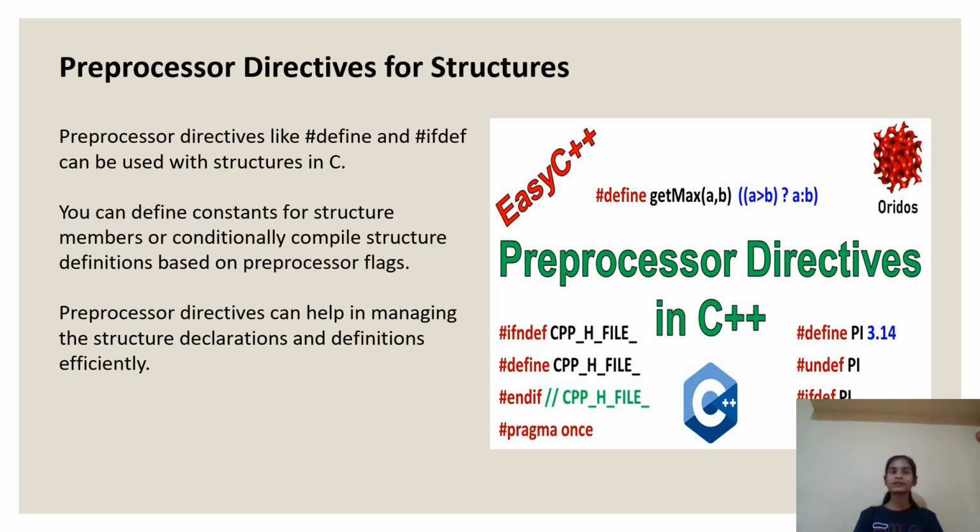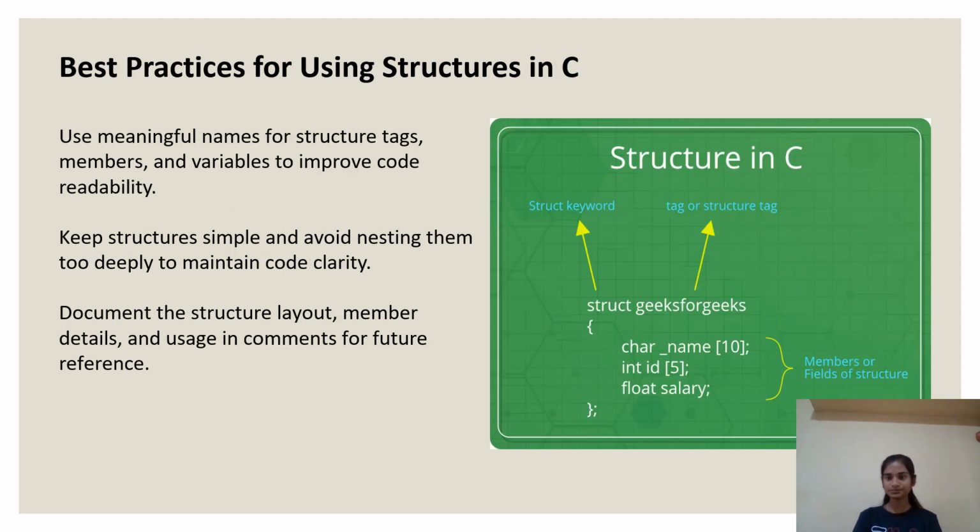Preprocessor directives for structures. Preprocessor directives like #define, #ifdef, and #ifndef can be used with structures in C. You can define a constant for structure members or conditionally compile a structure definition based on a preprocessor flag. Preprocessor directives can help in managing structure declarations and definitions efficiently.